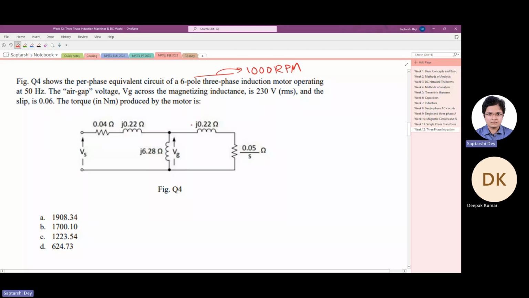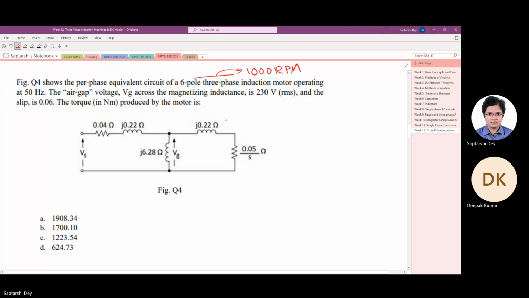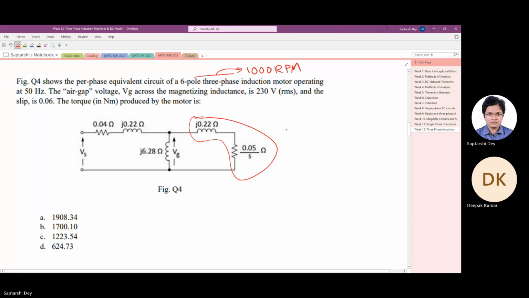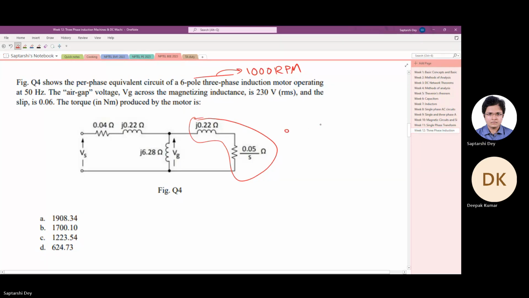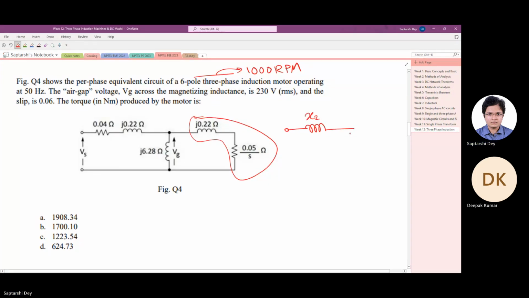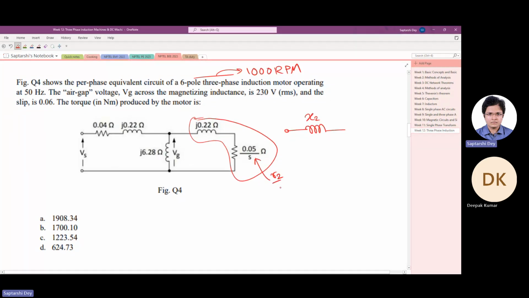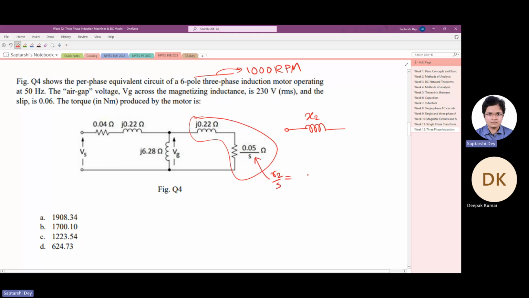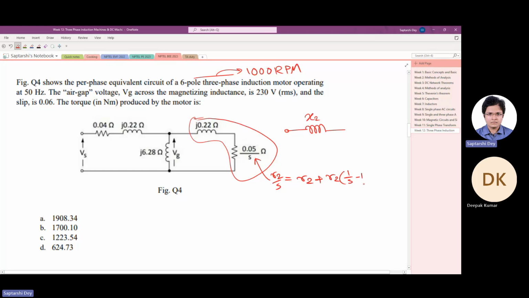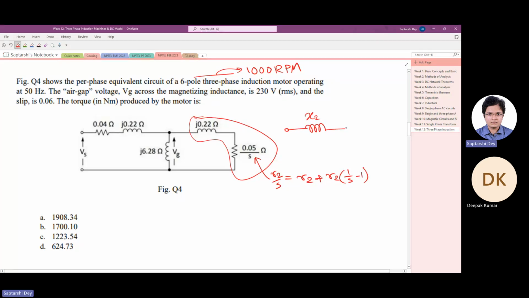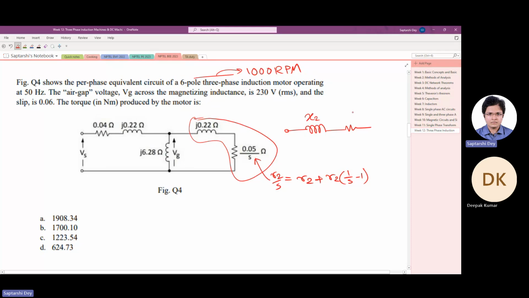Now this part I will redraw. This is X2. What they have given here is R2 by S. R2 by S I will write as R2 plus R2 times (1 by S minus 1). Okay. So X2, R2.